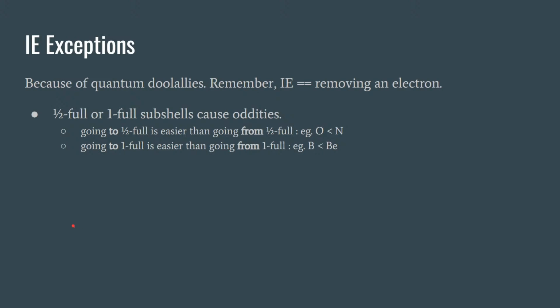So, we're going to get exceptions. Okay, we didn't really talk about exceptions when it came to atomic radius. Here we absolutely are. And these exceptions are due to a half-full or completely filled subshell. Okay? So going from a half-full subshell is always going to be harder than going to a half-full subshell. Likewise, going to completely full is always going to be better than going away from completely full.